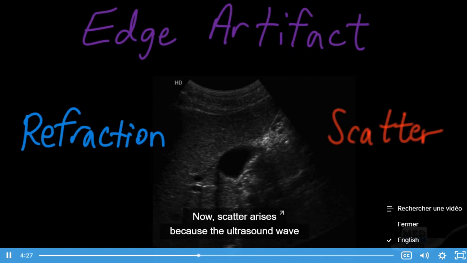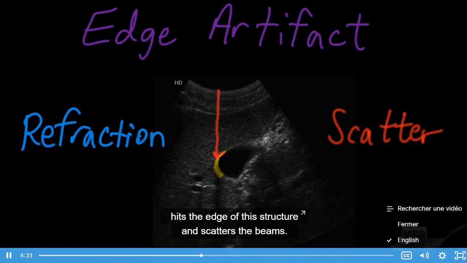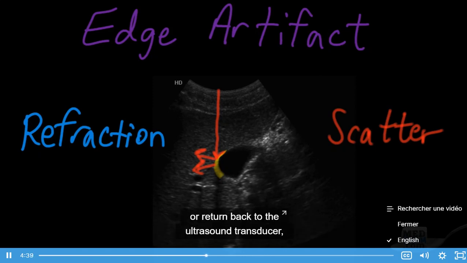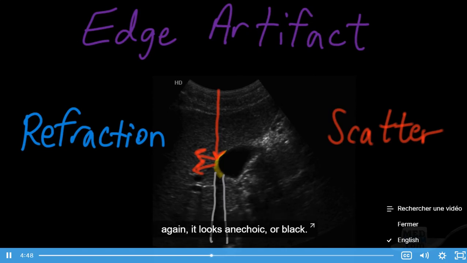Now, scatter arises because the ultrasound wave hits the edge of this structure and scatters the beams. And because those beams never make it back or return back to the ultrasound transducer, furthermore, the ultrasound machine thinks no echoes are arising from this area, and that's why, again, it looks anechoic or black.